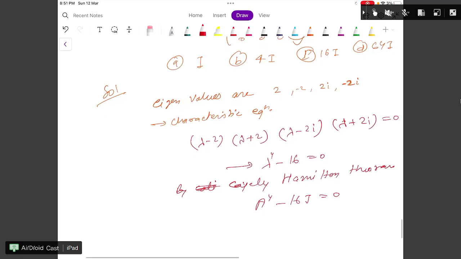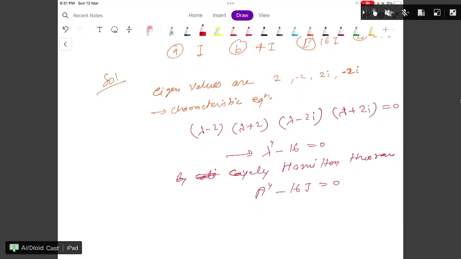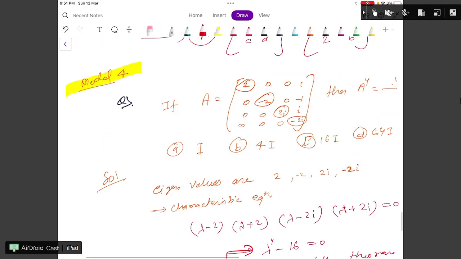According to the Cayley-Hamilton theorem, a matrix will satisfy its own characteristic equation. So by the Cayley-Hamilton theorem, we wrote this equation, and from it you will get A to the power 4 is equal to 16I. The problem is asking for the A to the power 4 value, so option C is the correct answer. So this is the problem related to the four models.